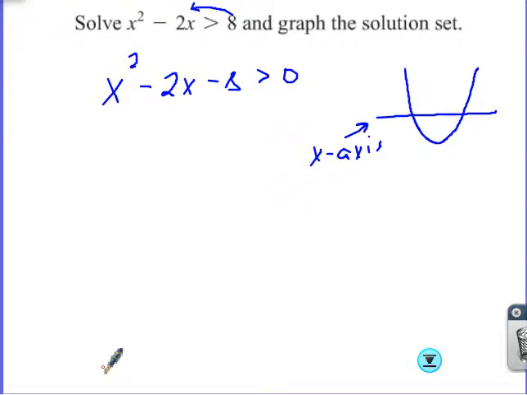So where is it greater than 0? That's actually just like the last problem. Not greater than or equal to, so it's going to be greater than to the right of that and to the left of that. Do the same thing.